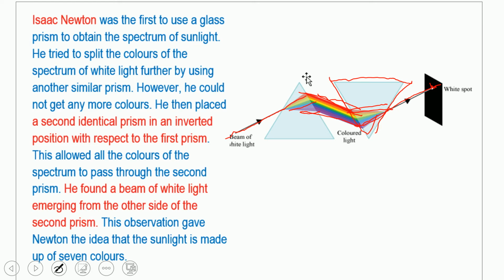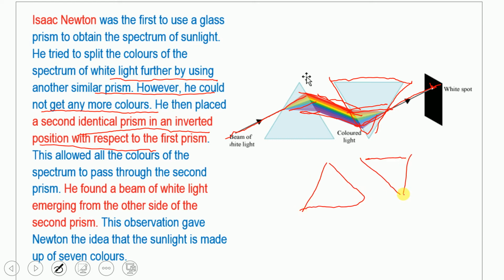That is, when white light passes through a prism, it will be divided into seven colors. Then those seven colors, when passed through another prism, will be combined into white light. That is what Isaac Newton observed. Understand? So look here, when he tried to split the colors of the spectrum further by using another similar prism, he could not get any more colors. Only seven colors are there. Then he placed a second identical prism in an inverted position. One is kept like this, the other is inverted like this. Here it is divided into colors, and that is passed here, where it is recombined. Understand?